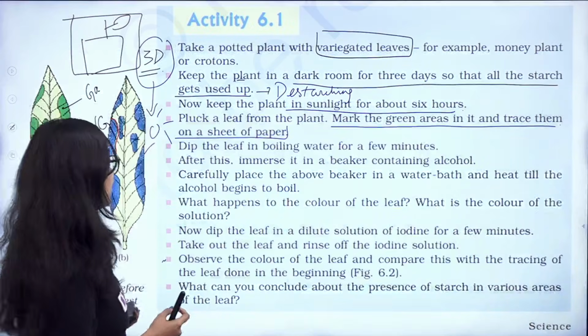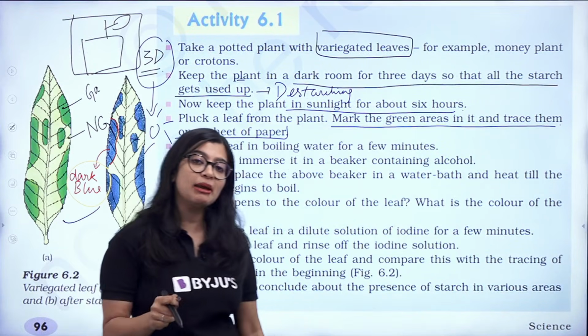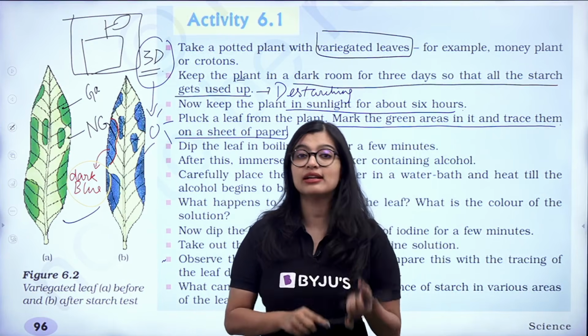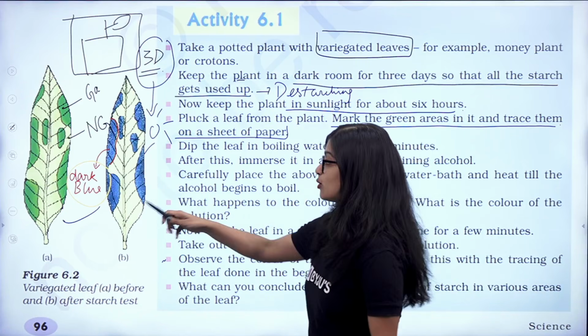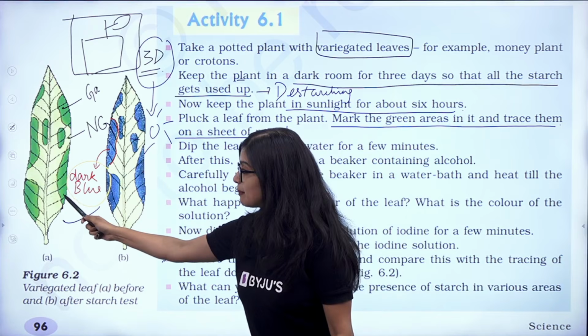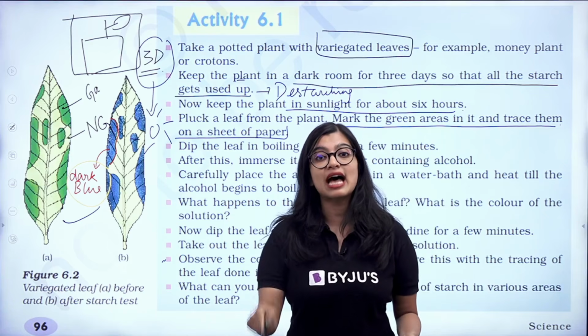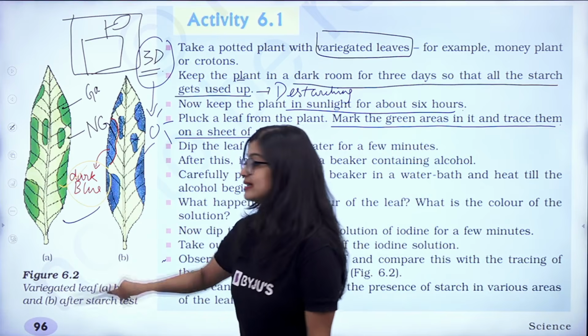So in the green parts, wherever you see dark blue, starch will only be present if photosynthesis has taken place, right? We know that end product of photosynthesis is glucose. Excess of glucose is stored as starch. So wherever the green parts are there, you see that starch test turns positive. That means that for photosynthesis to take place, chlorophyll is essential.